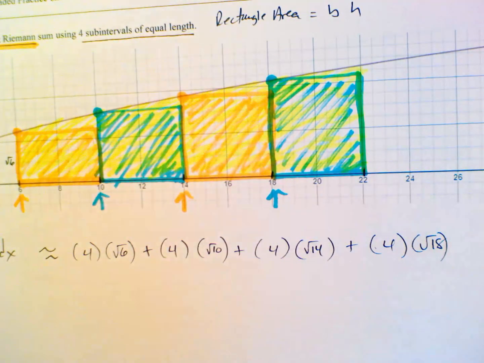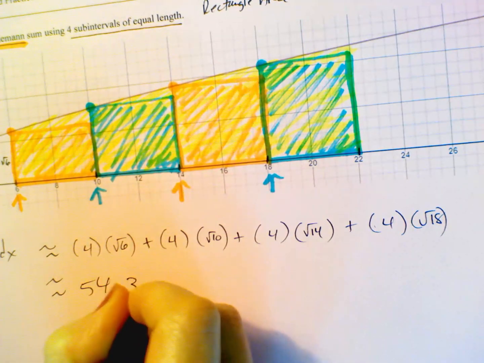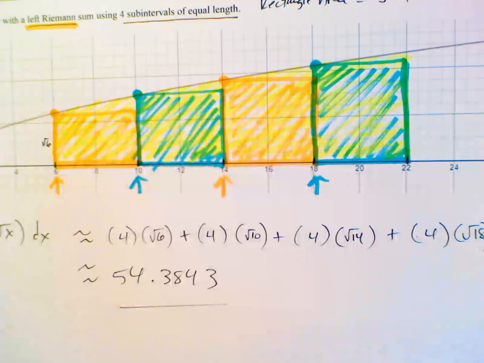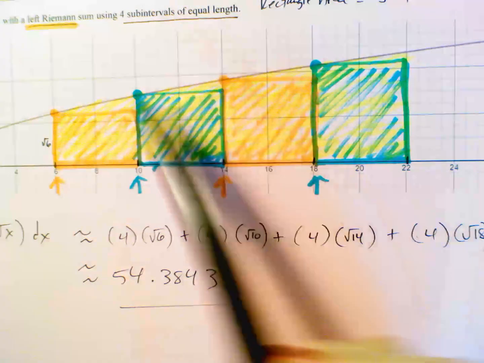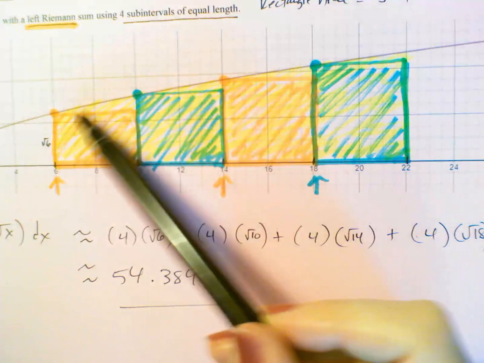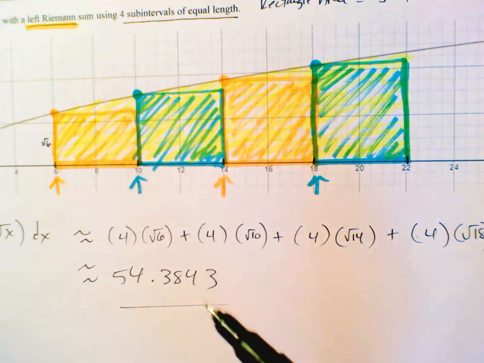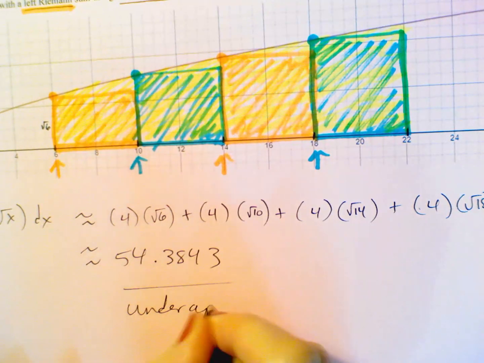Now, let me save time. So you plug this all in your calculator. So this is approximately 54.3843. Now, this is an approximation. Is it an over approximation or is it an under approximation? It is an under approximation because see how the rectangles are beneath the graph. So there is some yellow that is above those rectangles, which means the area sum of the rectangles is less than the actual area. So this is an under approximation.